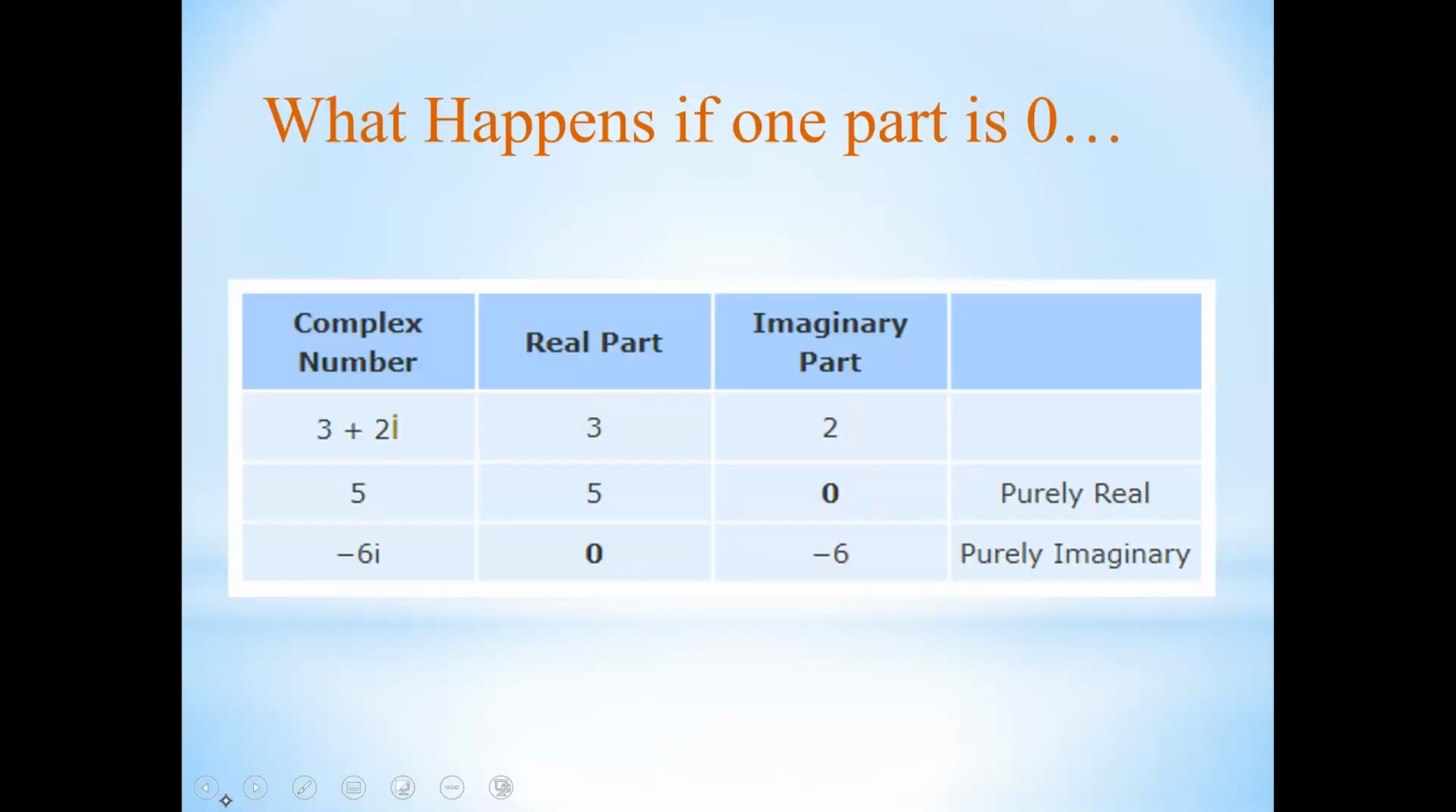So what happens if one part is 0? If you look at this column right here, first you have your complex number where neither one of them are 0, and so your real part is 3, and then your imaginary part is the 2i, okay? Now, if your imaginary number is 0, so this is like saying plus 0i, then your real part is 5 and your imaginary part is 0, okay? So really when you're looking at whole numbers, there's an imaginary part, it's just 0, all right? And then if you just have an imaginary number, that means your real part is 0 and your imaginary part is the -6i, okay? And that's purely imaginary, and the one above would just be purely real.